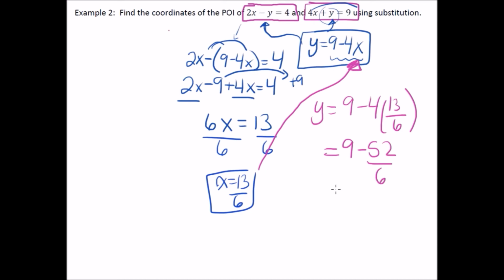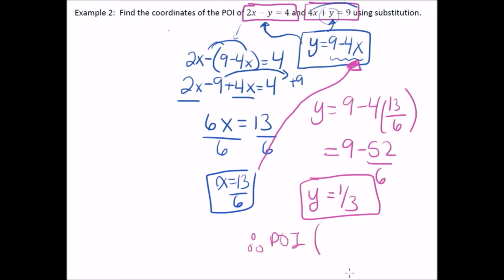And I get y equals, and again, if you have a decent calculator, then you can just put this into your calculator, 1/3. Okay, and therefore the point of intersection of these two lines is 13 over 6, comma, 1/3. I'm going to quickly show you how to check this. What you want to do is take this point of intersection and sub it into equation, let's call this equation 1 and equation 2.